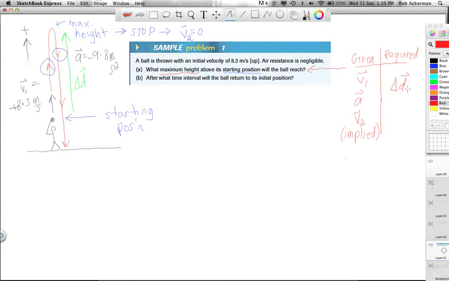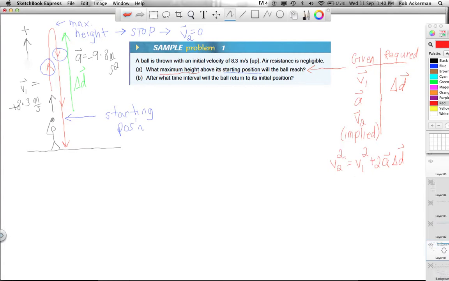And now your job is to find some equation that relates all three of these. I think most of you will recognize that the formula v2 squared equals v1 squared plus 2 times the acceleration times the displacement has everything that you need. So try using this one to solve part A.